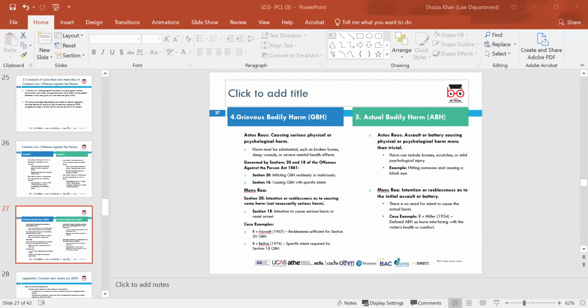GBH is governed by sections 20 and 18 of the Offences Against the Person Act 1861. Section 18 carries up to life imprisonment with intent, and section 20 is inflicting GBH recklessly. Mens rea for section 20 is intention or recklessness, and case examples are R v Mowatt 1967, where recklessness was sufficient for section 20 GBH, and R v Belfon 1976, where specific intent was required for section 18 GBH.